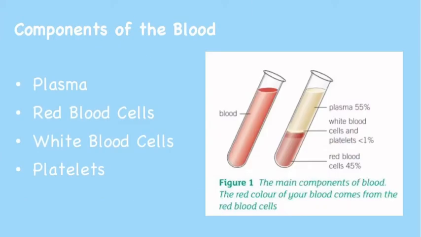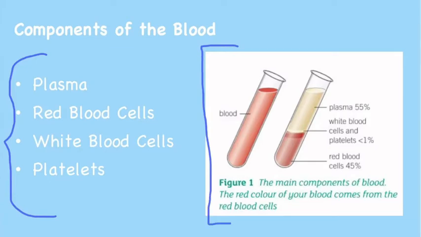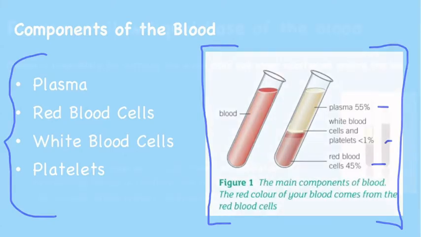Alright guys, so our blood is made up of four main components: the plasma, the red blood cells, the white blood cells, and the platelets. Don't worry too much about that, we're going to come on to them individually in more detail in a second. But one key fact here is the different percentages of the blood that are made up by these components. So you'll see in this diagram here that the plasma makes up 55% of the blood, the red blood cells make up 45%, and the white blood cells and the platelets make up less than 1% of the blood.